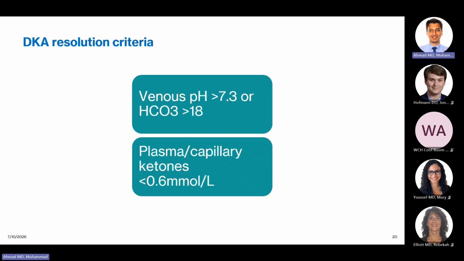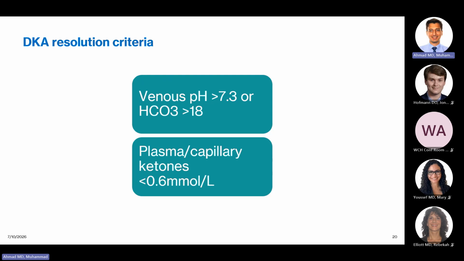The ketones are not going to be undetectable. Even if you check, they can be low, but they are not going to be undetected, because sometimes they can be high since it takes time for the keto acid excretion in the urine. So venous pH is greater than 7.3 and bicarb is greater than 18. Like this is one, and the plasma ketones less than 0.6, and the patient is clinically doing fine.